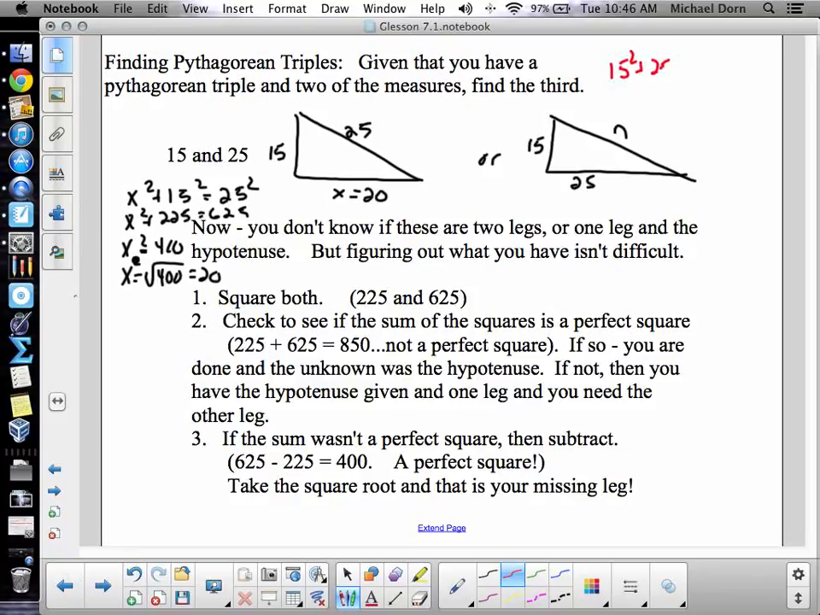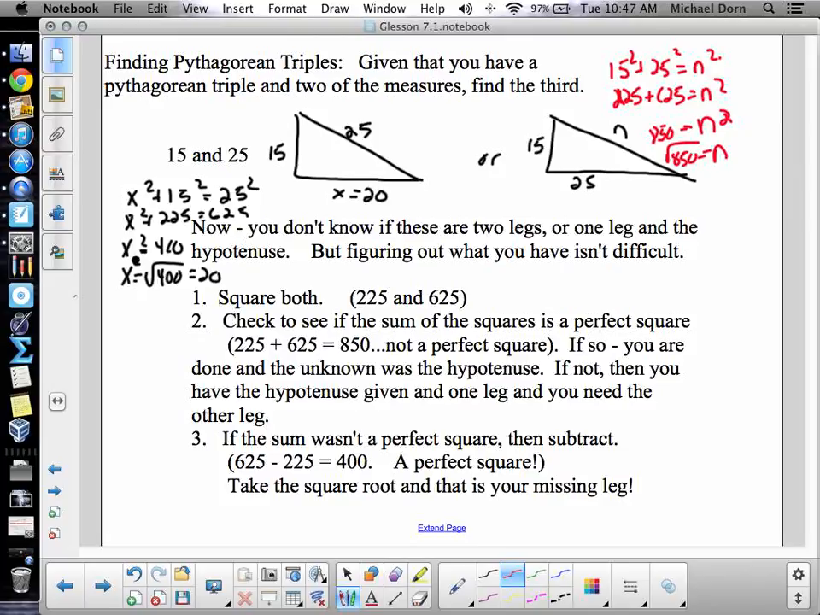15 squared plus 25 squared is n squared. So that's 225 plus 625 is n squared. So n squared is 850. So n is the square root of 850, which is not a perfect square. It does not simplify. That is not a Pythagorean triple going that way. Yes, I could simplify the square root of 850, but it is not going to give me a whole number. There's always going to be a radical portion of that.